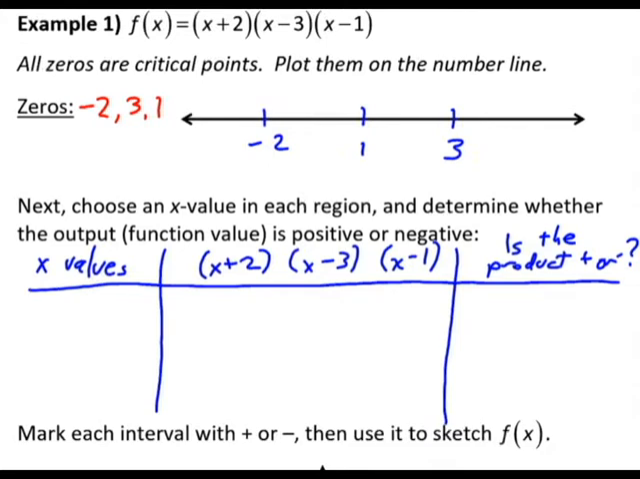The first number I'm going to test is going to be in the leftmost region, negative 3. Negative 3 plus 2 is a negative number. Since we're finding the product of these three factors, all we care about is whether each is positive or negative. That'll be enough to tell us whether the product is positive or negative. Negative 3 minus 3 is negative 6, a negative number. Negative 3 minus 1 is negative 4, a negative number. So a negative times a negative times a negative is a negative number. We mark that on the number line.